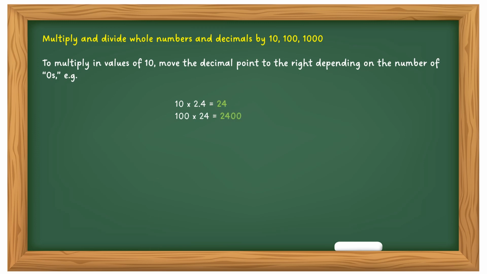Now 100, you can see in 100 there are two zeros. So you take the decimal point. Now this is a point that you may not realize. You can see the number 24 there. It doesn't show the decimal point, but it's there. It's invisible, but it's there to the right-hand side of the 4. That could be written as 24.0.